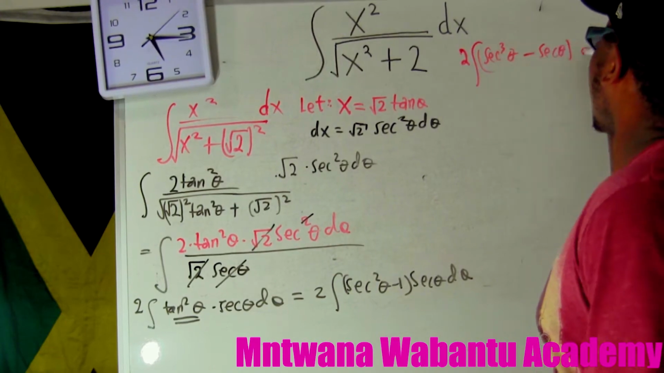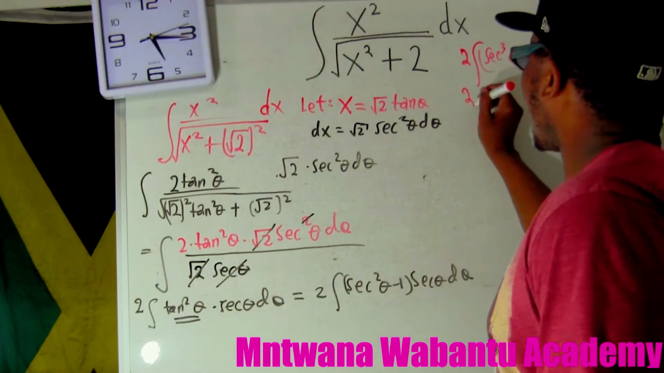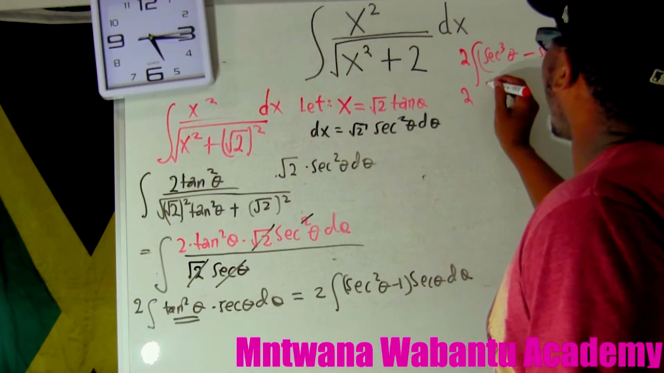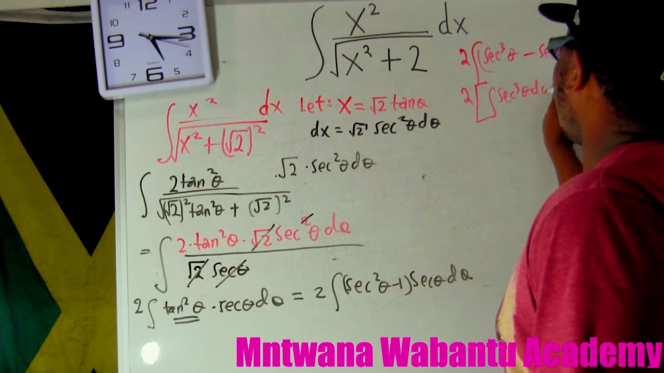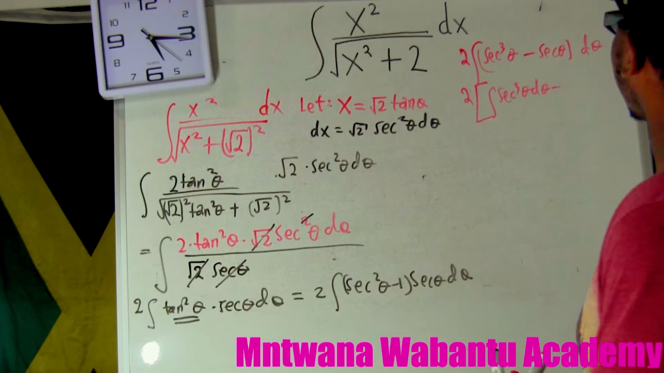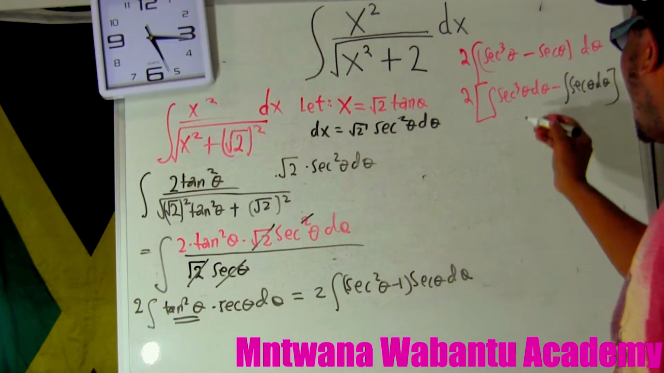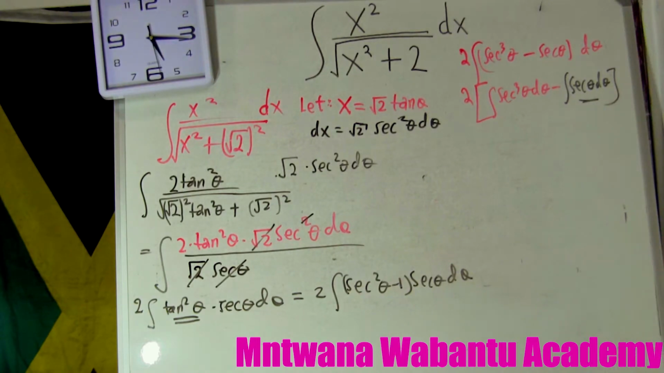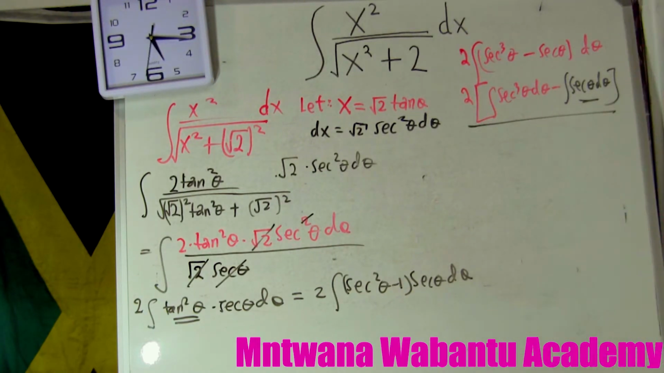All this d theta. So I can separate this. If I separate this, it's going to become 2 times the integral of sec cube theta d theta minus the integral of sec theta d theta. Now I just have to finish this and the question is going to be finished.